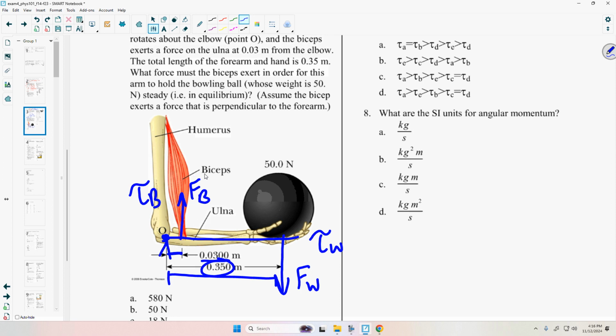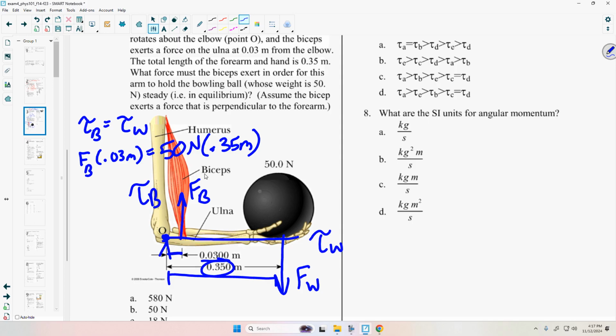That's what does it. You could try to find what's counterclockwise and clockwise and say the sum of the torques is equal to 0. But in short, we want to say that torque B is equal to torque W. The torque of the bicep is equal to the torque caused by the weight of the bowling ball. So that's going to be the force of the bicep times that distance, 0.03 meters. Your bicep is attached to your forearm about 3 or 4 centimeters from your elbow. That is equal to the length of your forearm times the weight. That's going to be 50 newtons times 0.35 meters. And then I solve that for FB.